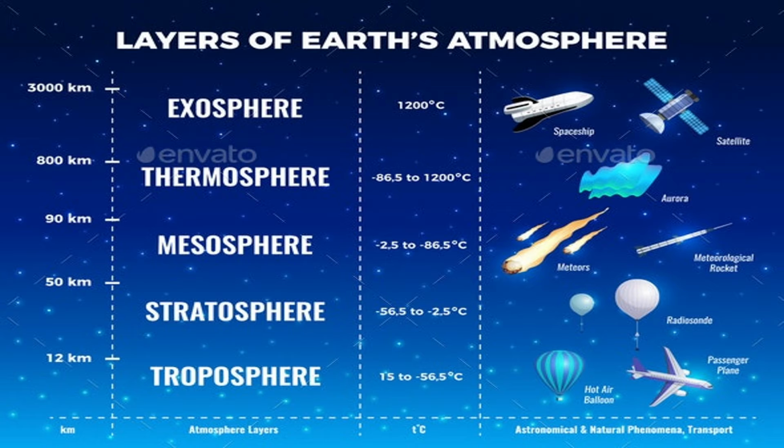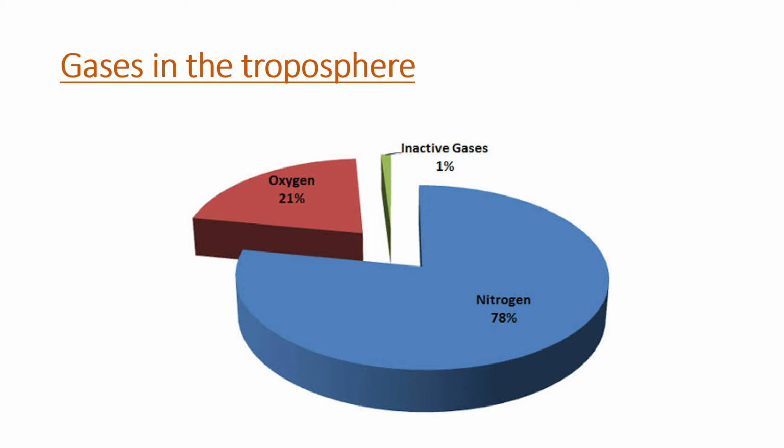Okay. So the next is gases in the troposphere. The troposphere is the most important atmospheric layer for the living beings on the earth. So these are the gases in the troposphere as percentages. Nitrogen and oxygen are the main components in the troposphere. Nitrogen is present at 78% and oxygen 21%, and inactive gases, meaning argon, carbon dioxide, water vapor and other gases, are 1%.